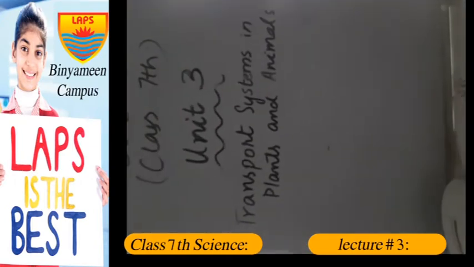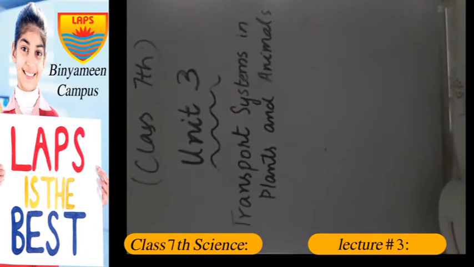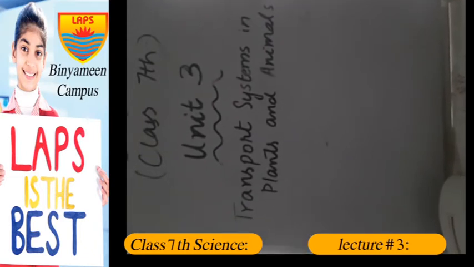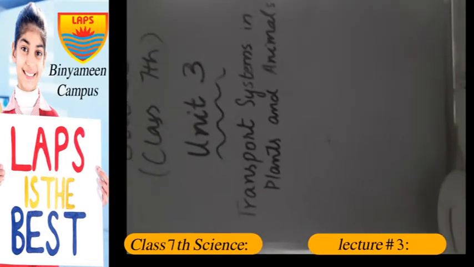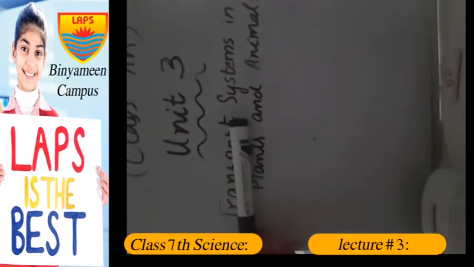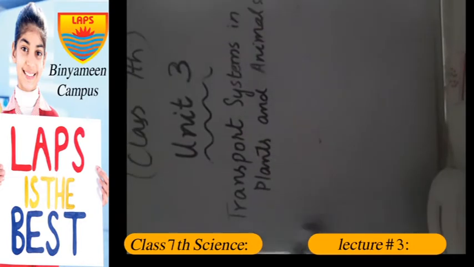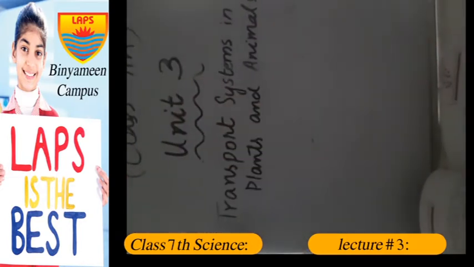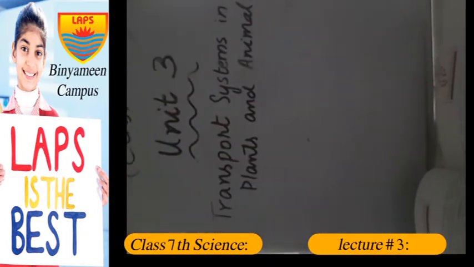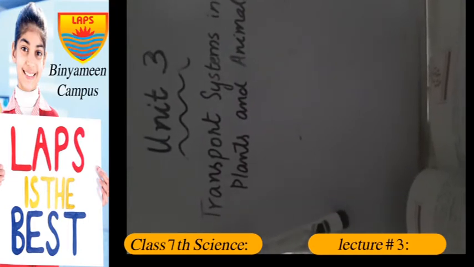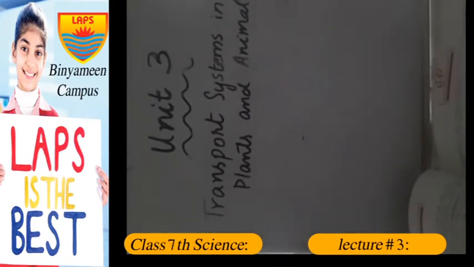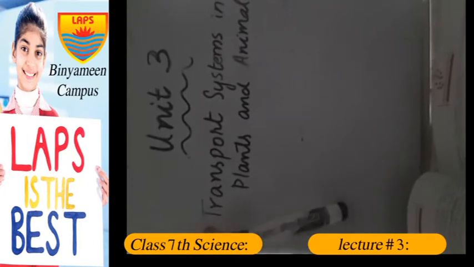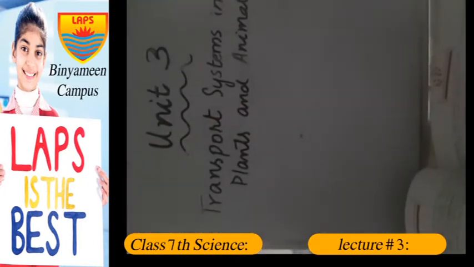So today we are going to start our new unit, that is unit number 3. It is about transport system in plants and animals. In English, you know the word transport means to take anything, any person from one place to another. So transport system in plants and animals means how the different nutrients, different gases and different waste materials are transported from one part of the body to another part of the body.